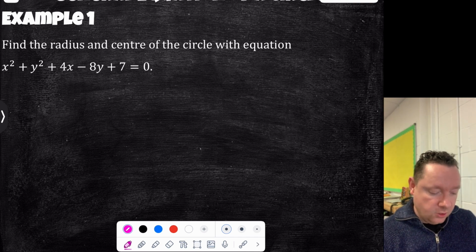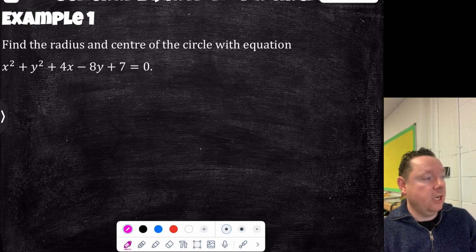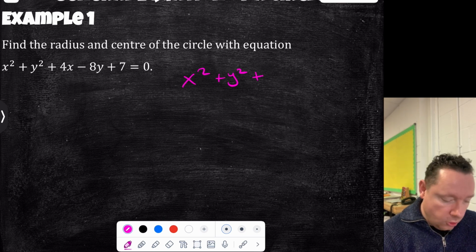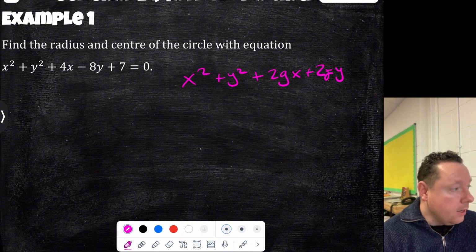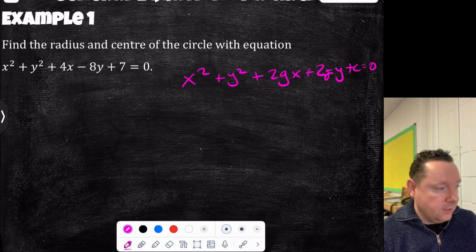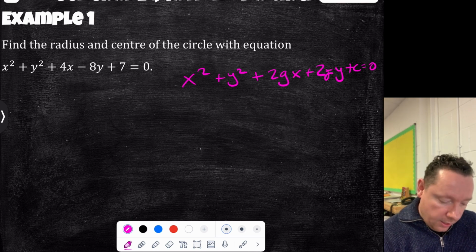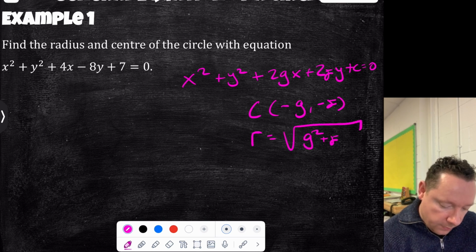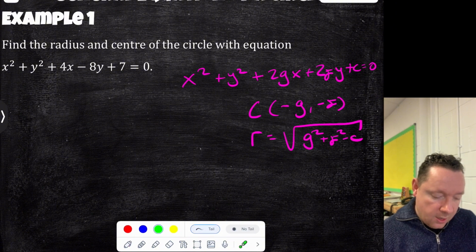Okay, general equation of a circle, example 1. Find the radius and centre of a circle with this equation. So we check the start of the exam paper, and the start of the exam paper says x squared plus y squared plus 2gx plus 2fy plus c equals 0. And it also tells us at the start of the exam paper that the centre is (minus g, minus f), and the radius is equal to the square root of g squared plus f squared minus c. So then we can just use that.